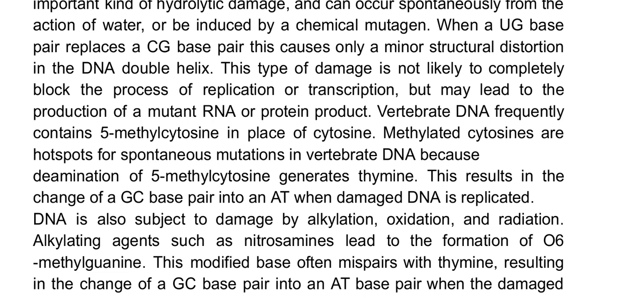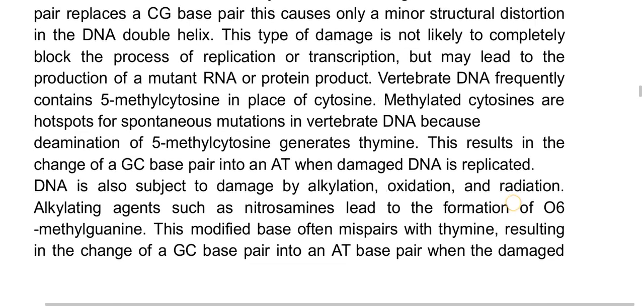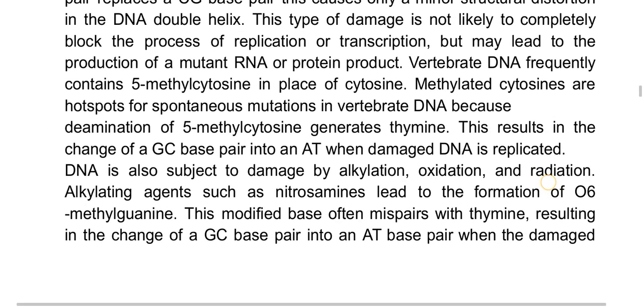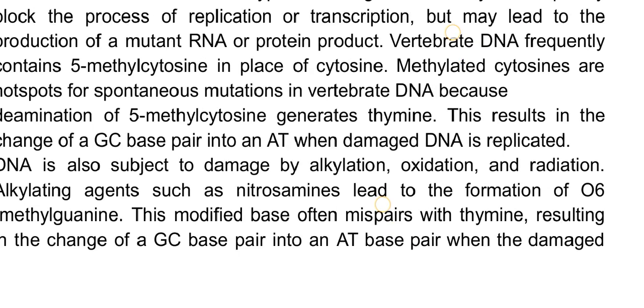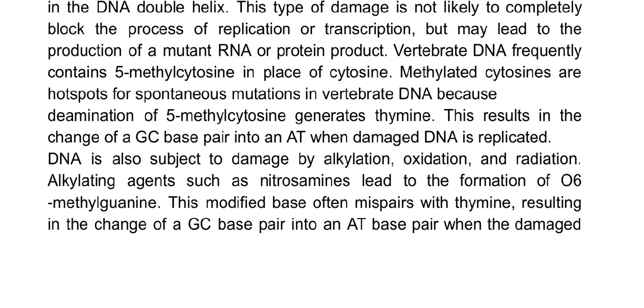When a UG base pair replaces a CG base pair, this causes only a minor structural distortion in the DNA double helix. This type of damage is not likely to completely block replication or transcription, but only leads to the production of a mutant DNA or protein product. Vertebrate DNA frequently contains 5-methylcytosine in place of cytosine. Methylated cytosines are hotspots for spontaneous mutations in vertebrate DNA because deamination of 5-methylcytosine generates thymine. This results in the change of a GC base pair into an AT, and the damaged DNA is replicated.